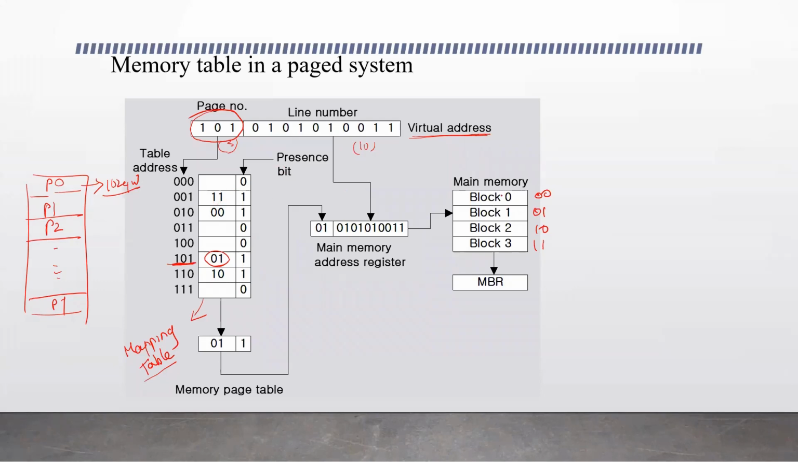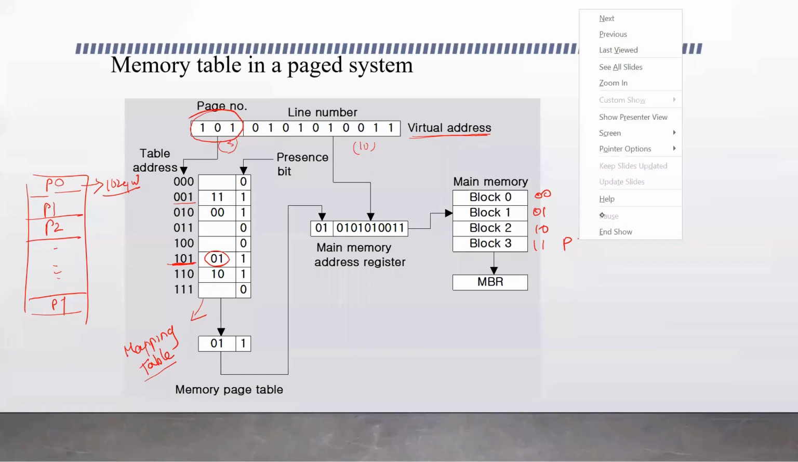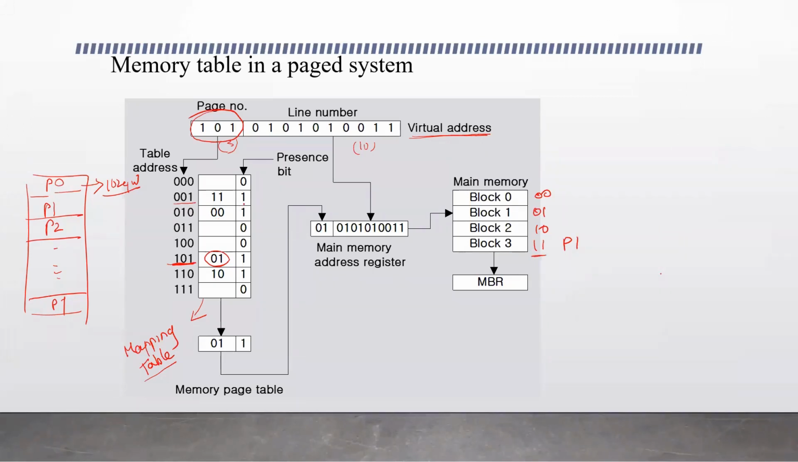Here we have 4 blocks in main memory, so we have 4 entries in the mapping table. Page 001 is stored in block 1 here. Page 001 is page 1, right? Page 1 is stored in block 1 of main memory. So the presence bit is 1 here because it is available in main memory.